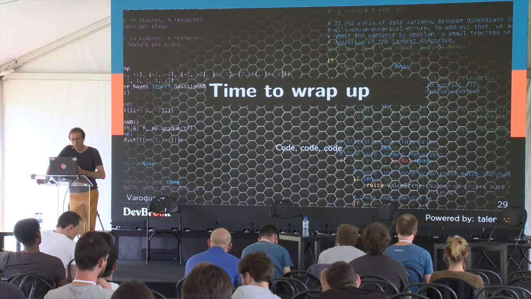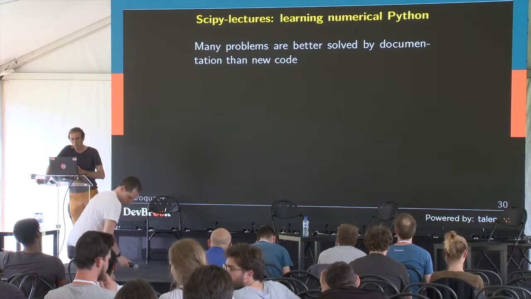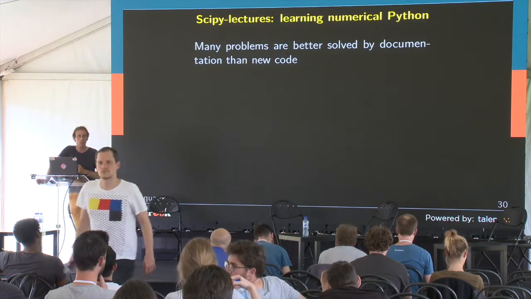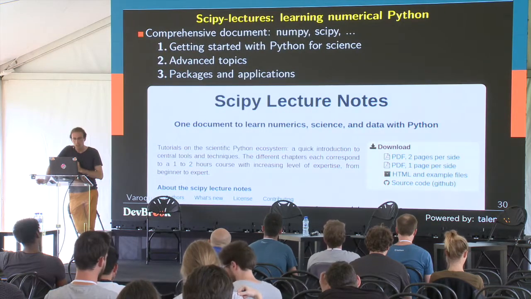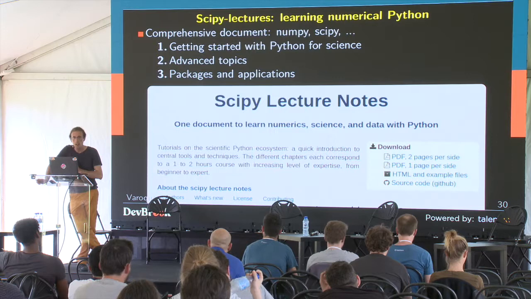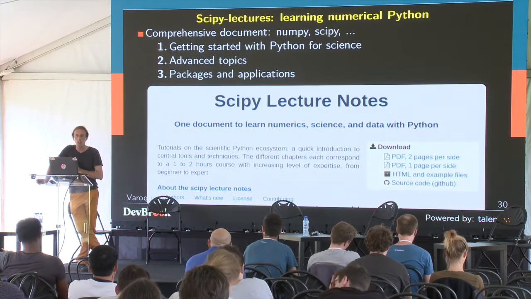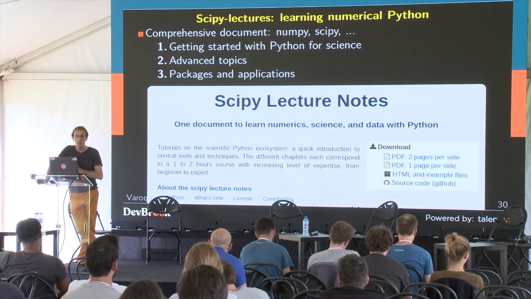I've talked a lot about code, but some problems are better solved by documentation than code. I really strongly believe in this. And so for this, we've also been working on basically a book that is an introduction to scientific computing in Python. It's an online book.